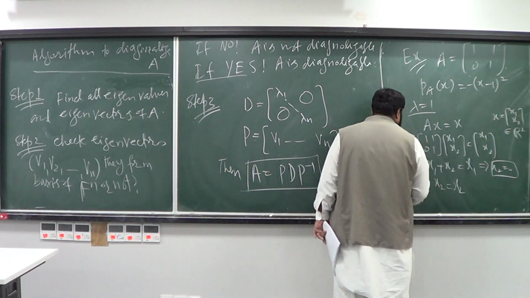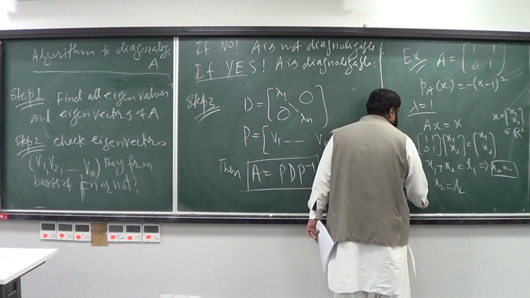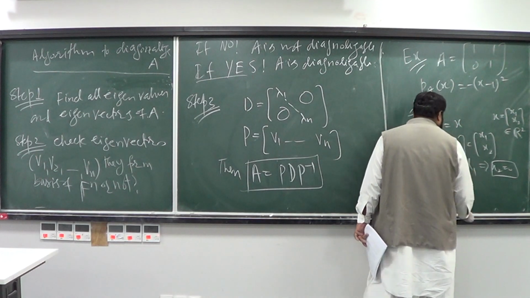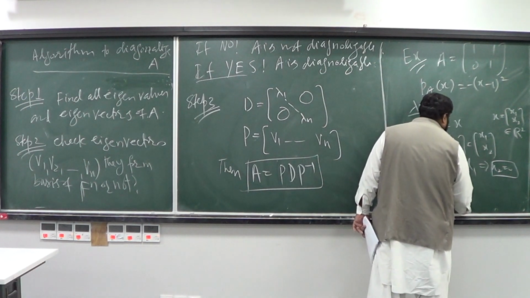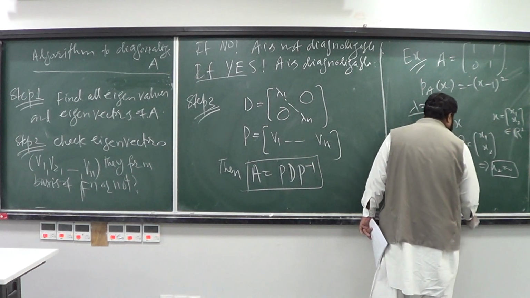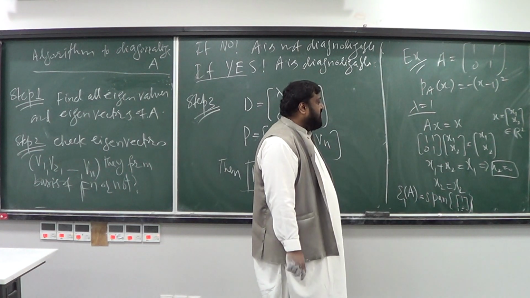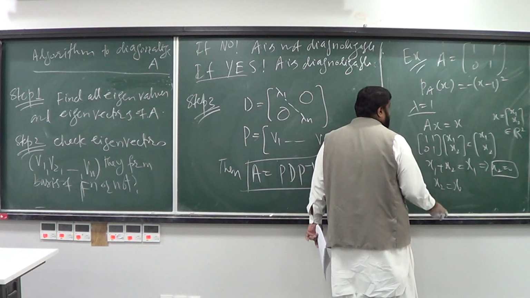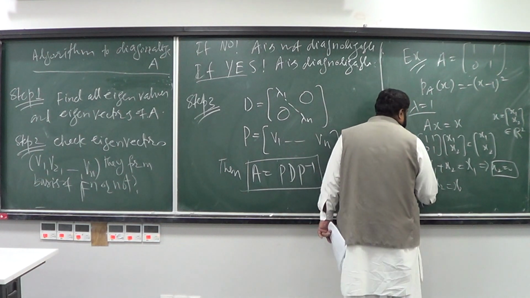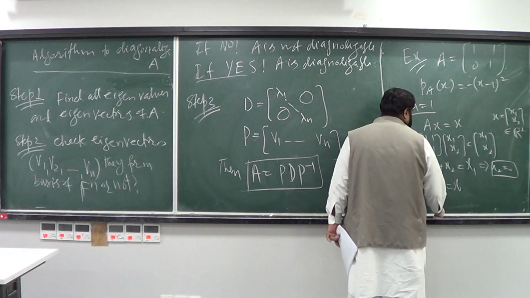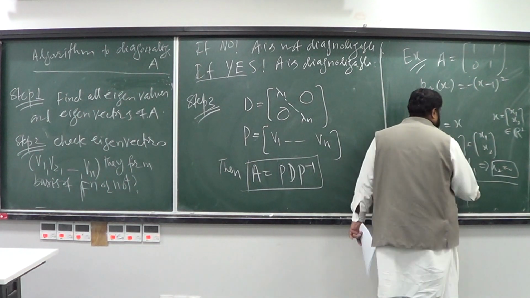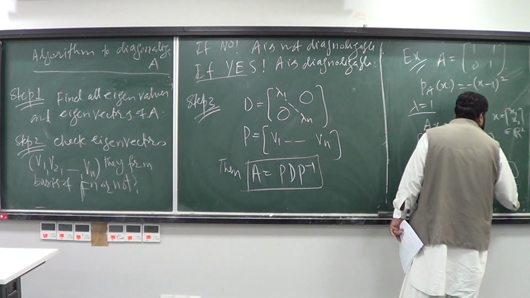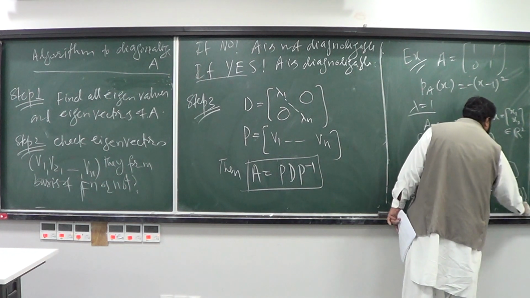In other words, the eigenspace of the matrix A associated with 1 is spanned by only one vector. And that one vector is 1, 0. Now, does this vector 1, 0 constitute a basis? Since x2 is 0, the eigenvectors of the matrix A are of the form x1, 0. You can say that the eigenspace of the matrix A associated with eigenvalue 1 is spanned by the vector 1, 0.